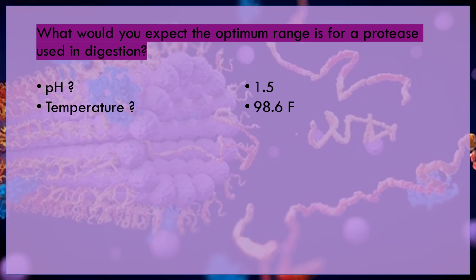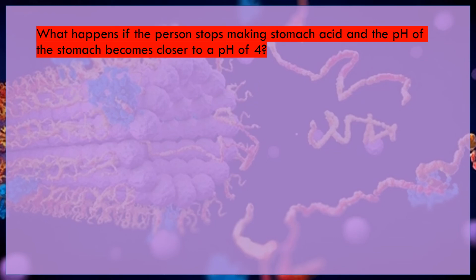Okay, the reason we get a fever is because our body is trying to kill bacteria and viruses by denaturing them. Now, this is the problem. If the fever goes too long, it can also start denaturing our own systems. Okay, but this is why we optimally want to maintain 98.6 degrees. If the person stops making stomach acid and the pH of the stomach becomes closer to a pH of 4, the enzymes will not work as well. It's that simple because they've denatured.